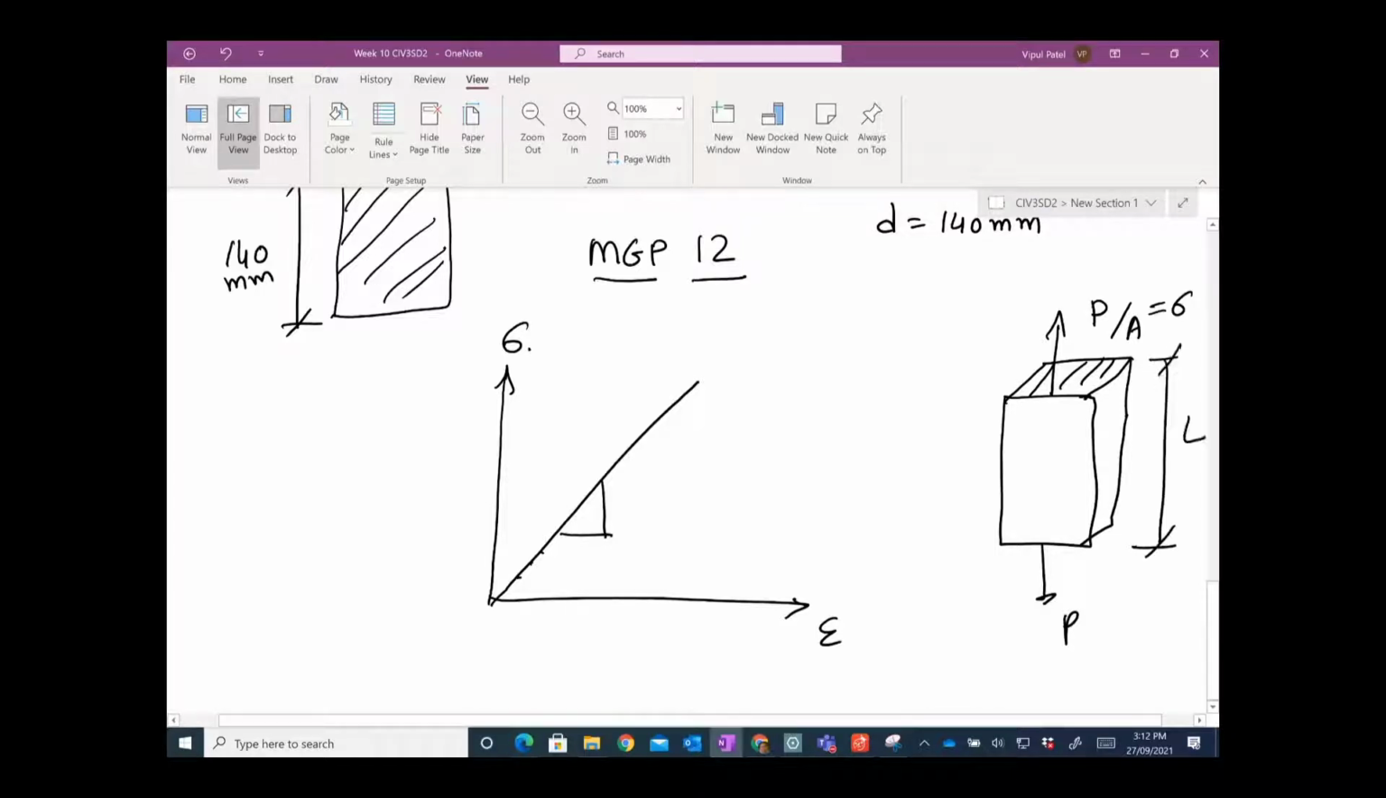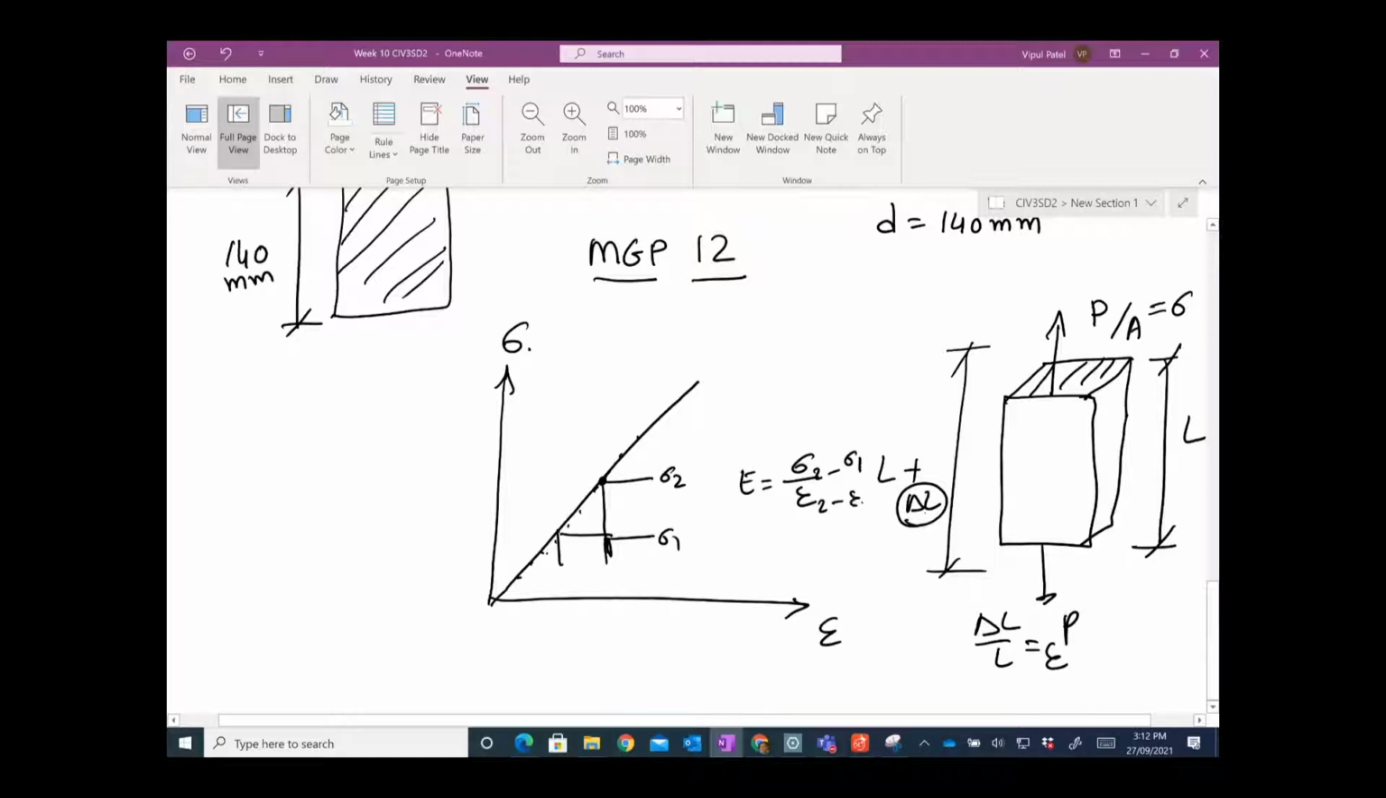Let's say the original length is this one. After testing, it will be extended to, let's say, length plus delta L. So this is the change in length. Change in length over original length will give you the strain. So you can plot it here. Then you take this stress value from here to here, and the strain value from here to here. You can get the Young modulus, stress over strain, the difference. Let's say this is sigma 2, this is sigma 1: sigma 2 take away sigma 1, over the respective strain take away this one. So you can take the slope.